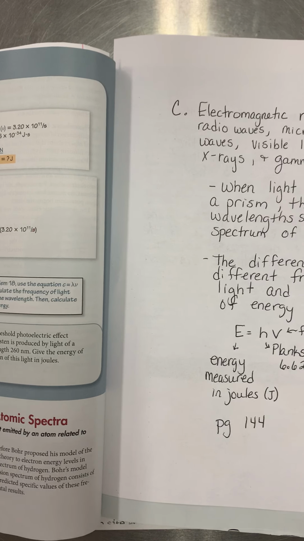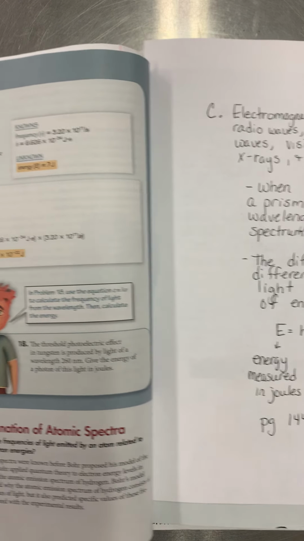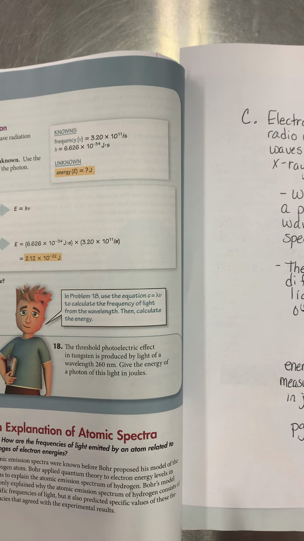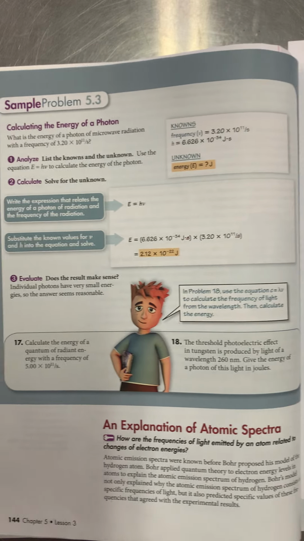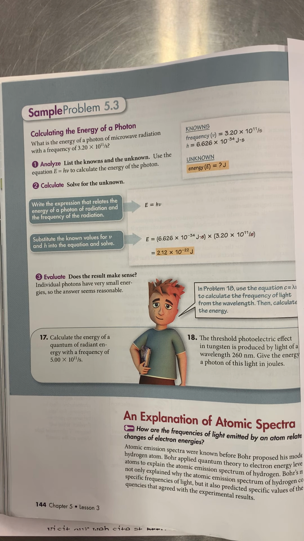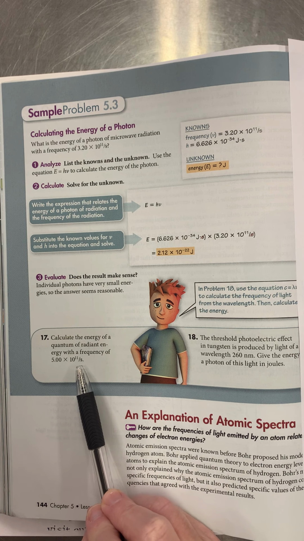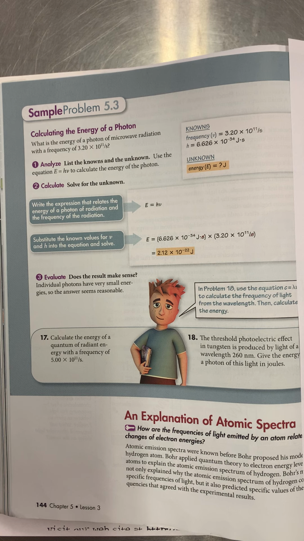On page 144, let's go ahead and just look at number 17. It says, calculate the energy of a quantum of radiant energy with a frequency of 5 times 10 to the 11th waves per second. That's what that label right there means. That's how it's read, waves per second.